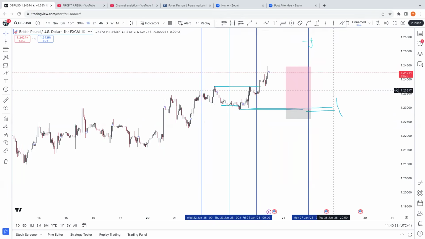So support and resistance liquidity, trend line liquidity, inducement liquidity, and our daily highs and lows. These are the four major liquidities, the four basic liquidities in the market.